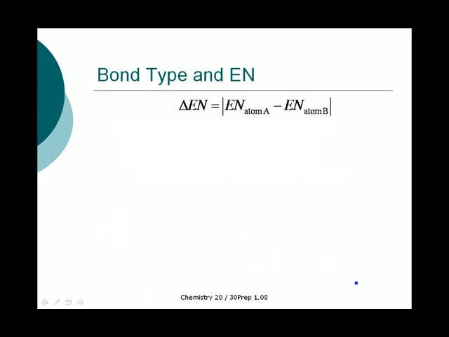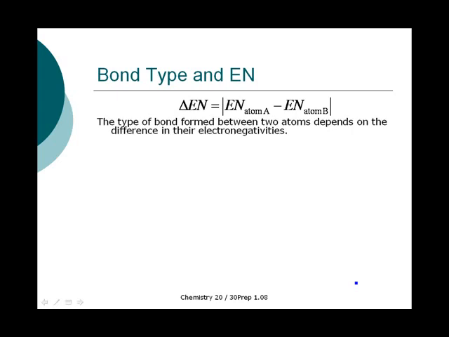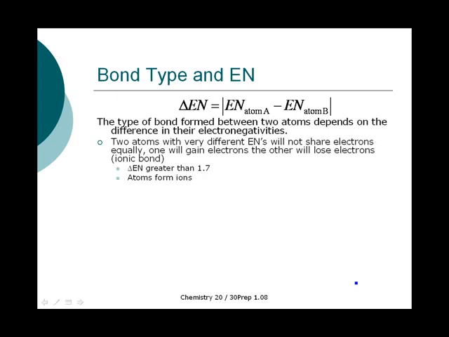So, it turns out that we can predict the bond type, whether it's an ionic bond or a covalent bond, based on the difference in electronegativity between two atoms. So when we have two atoms with very different electronegativities, electrons aren't going to be shared, they're going to be transferred. If one atom has a really strong pull on valence electrons, and the other one doesn't, then those electrons will be stripped from the one that doesn't. And this is going to be an ionic bond, and these happen when the electronegativity difference is greater than 1.7.